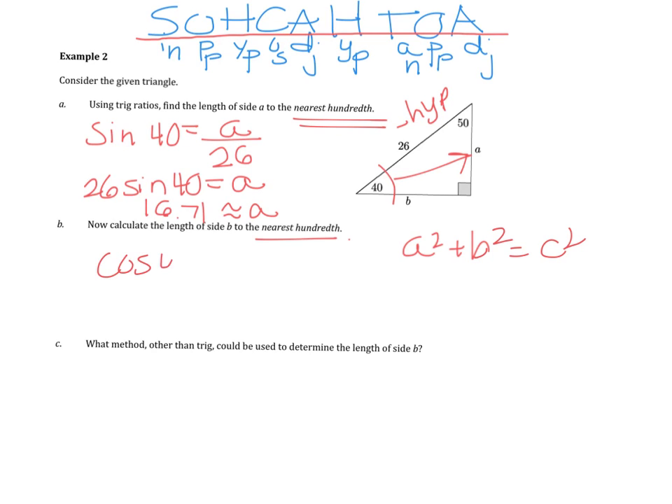So cosine of 40 is equal to B over 26. Cosine of 40 is equal to B, and the approximation for that is, go ahead and calculate that. Yep, 19.92.